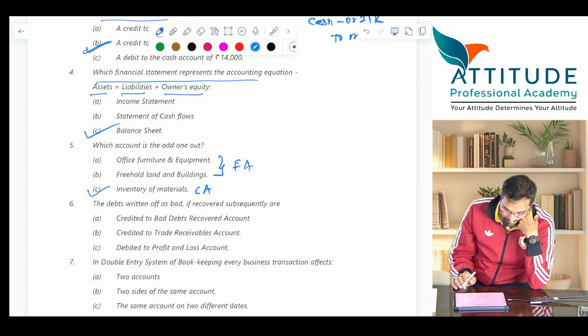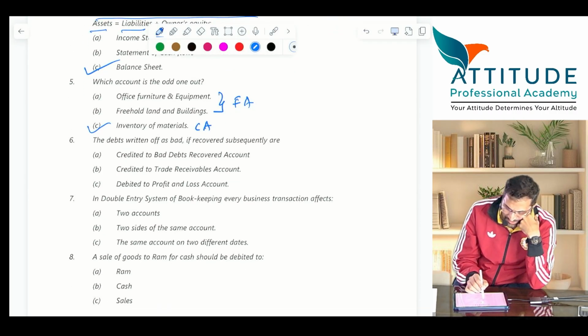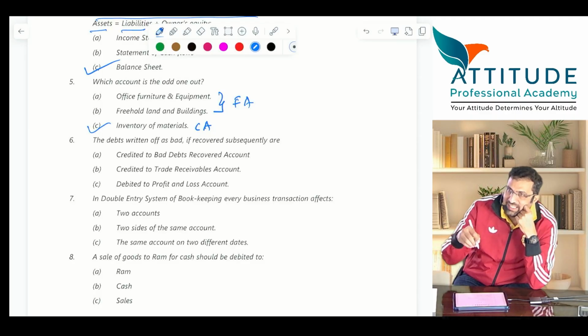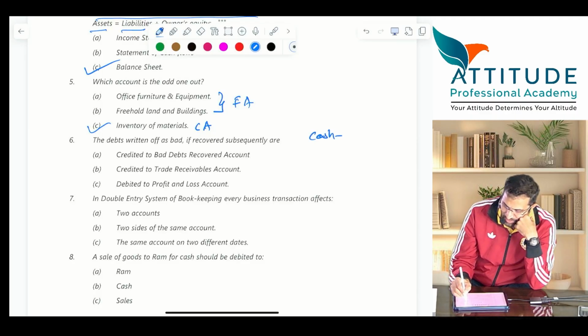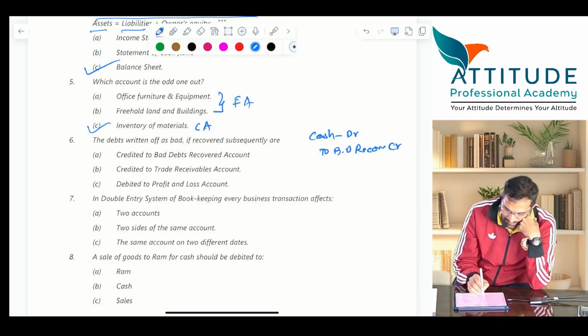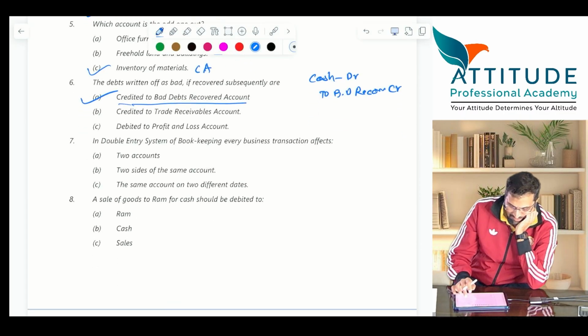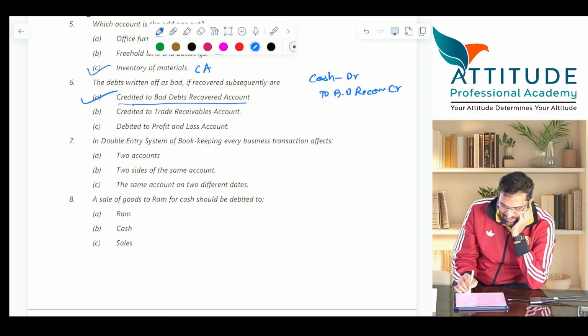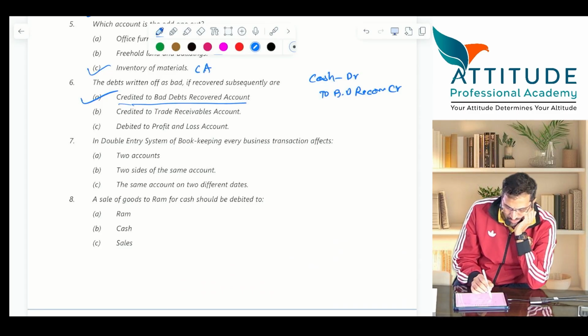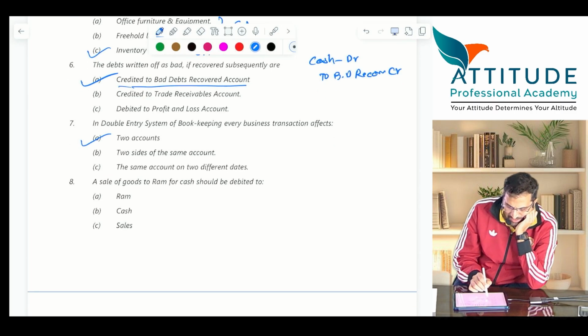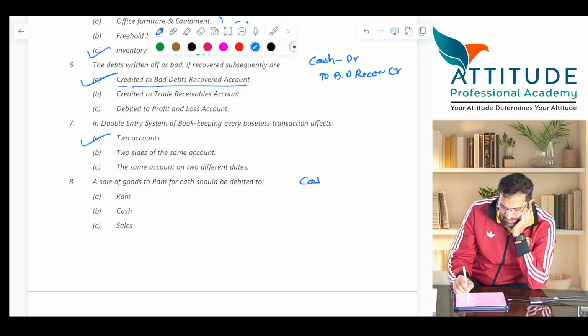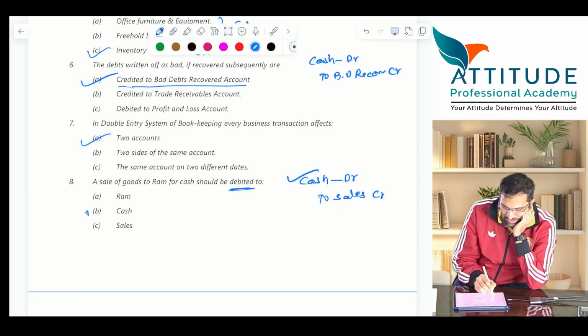Is that clear? Next, debts written off as bad if recovered subsequently. Now, bad debts recovered. Entry क्या आता है? Cash account debit to bad debts recovered account credit. So they are saying credited to bad debts recovered account is the correct answer. Is that clear? Next, in double entry system of bookkeeping, every business transaction affects two accounts, not two sides of the same account. Okay, two accounts. Then sale of goods to Ram for cash should be debited to cash account debit to sales. They are asking where it is debited. It is debited to which account? Cash account.